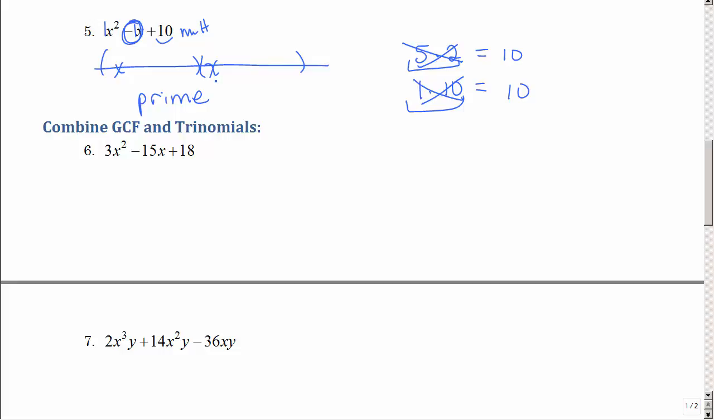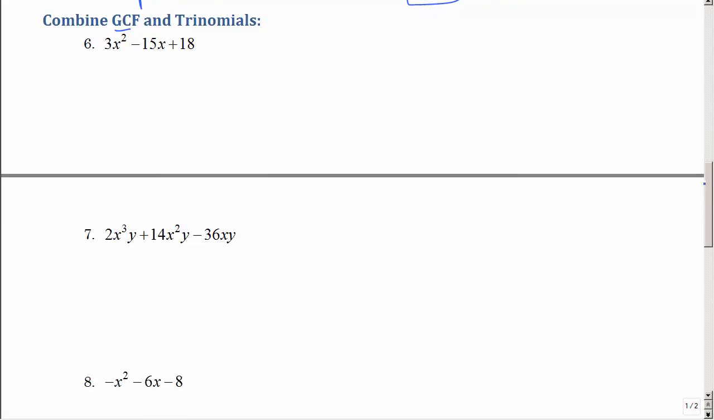Now we're going to combine that greatest common factor in trinomials. So we started out easy. You always want to look for a GCF. So look at the numbers. Those are all divisible by 3. They don't have any letters in common, so if I divide all of them by 3, I have this. Am I done? No, because now I have a trinomial that has a leading coefficient of 1.